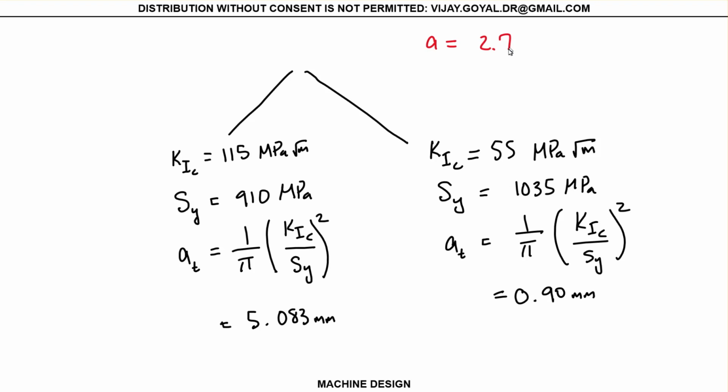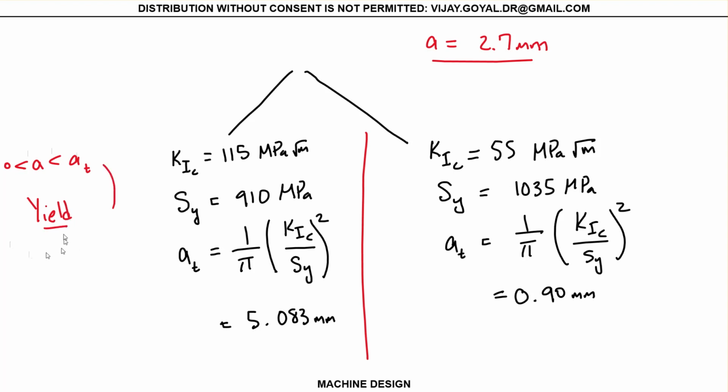of 2.7 millimeters. So immediately, when you know this is 2.7, in this particular case my a, if I divide this into parts, in this segment right here, my a is bound by 0 and a_T. So I know the yield criterion is going to be more critical. Most likely it's going to yield first. We're going to check it. We're going to show that it indeed is going to yield.